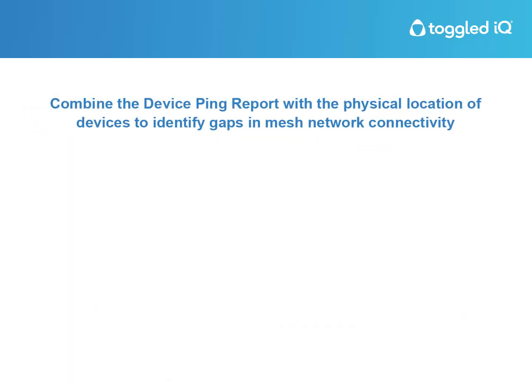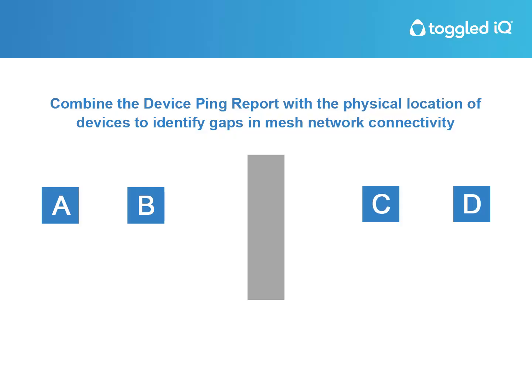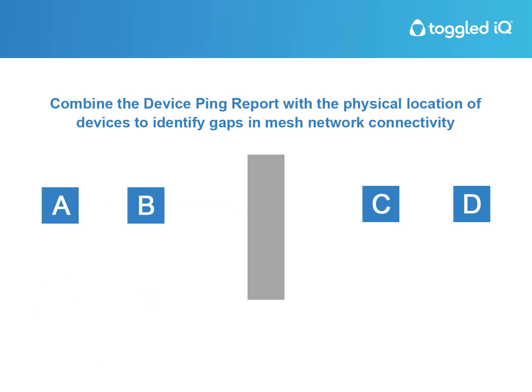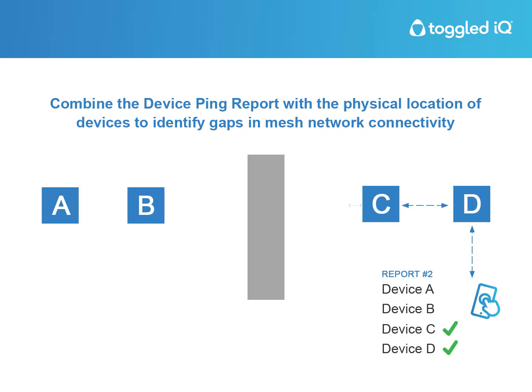You can combine the device ping report with the physical location of devices to identify gaps in mesh network connectivity. Devices A and B are separated from devices C and D by a reinforced wall. Running a device ping report when bridged to device A will show reliable connections to device A and device B, but device C and D will fail. Running a device ping report when bridged to device D will show reliable connections to device C and D, but A and B will fail.